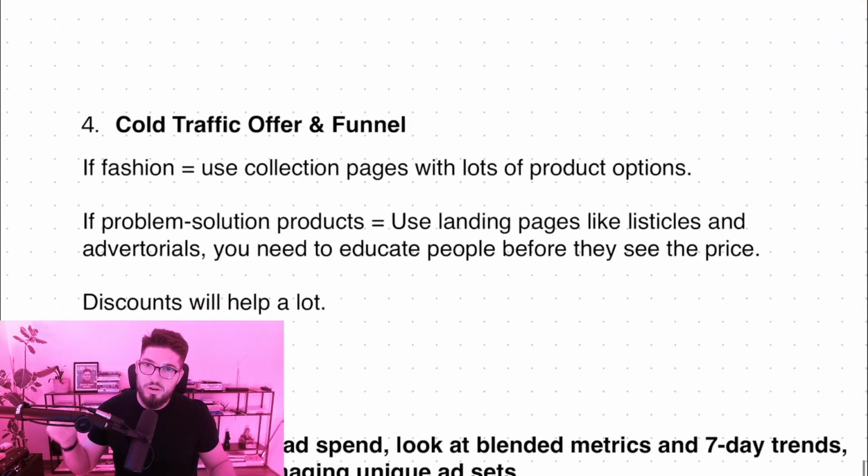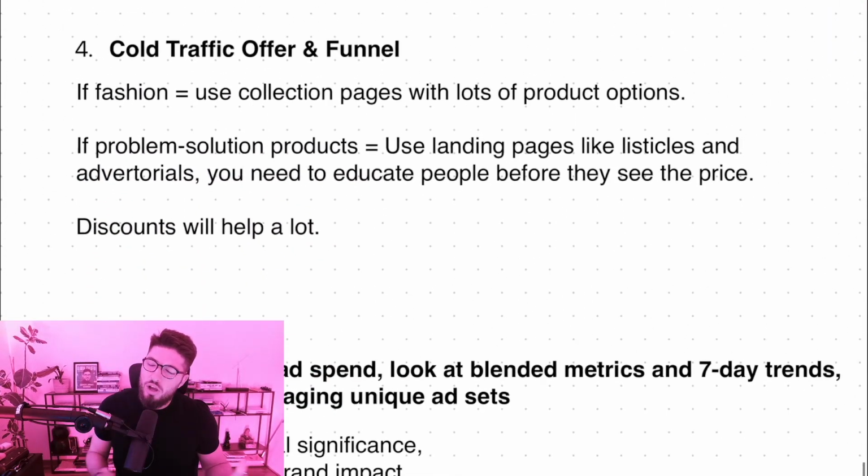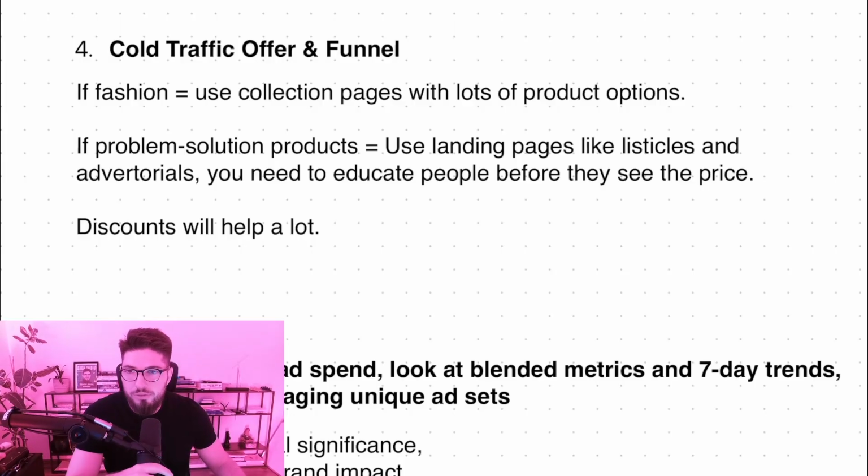Number 4, cold traffic offer and funnel. Long story short, if you have something similar to fashion, you want to use collection pages with lots of product options. Don't just limit it to a collection page with 5 products. Even if they are not related, just make a new section, but give people a lot of options. And that's going to be more cold traffic friendly because it's easier for people to find what they want.